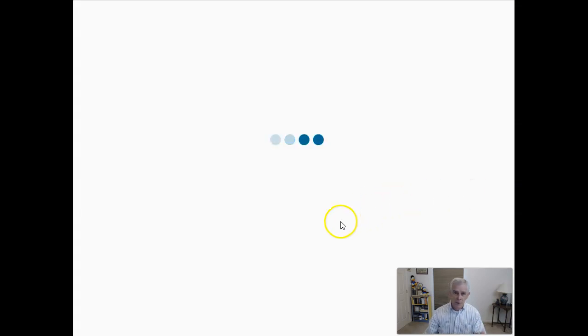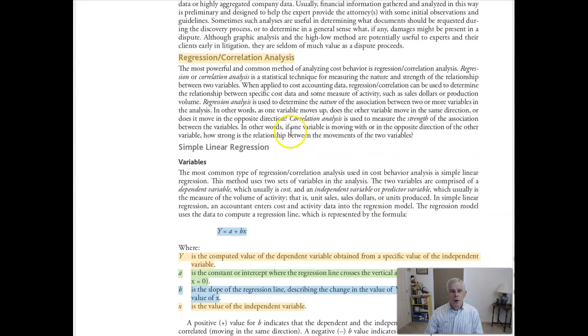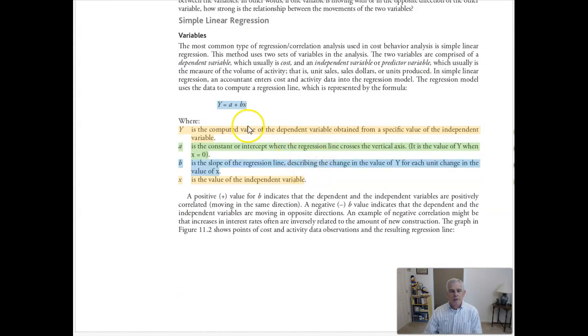And please know that method for the exam. Regression, correlation. Hopefully, again, this is somewhat familiar to you.